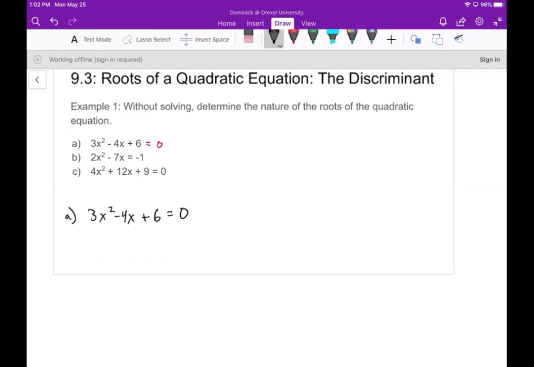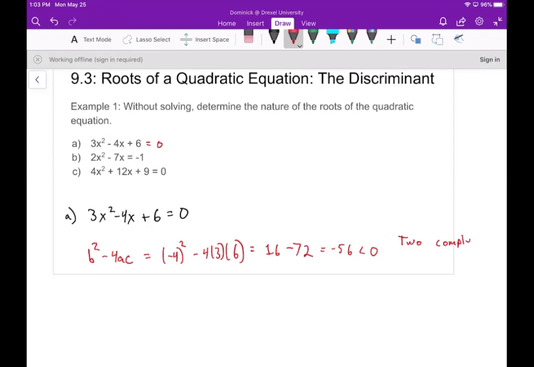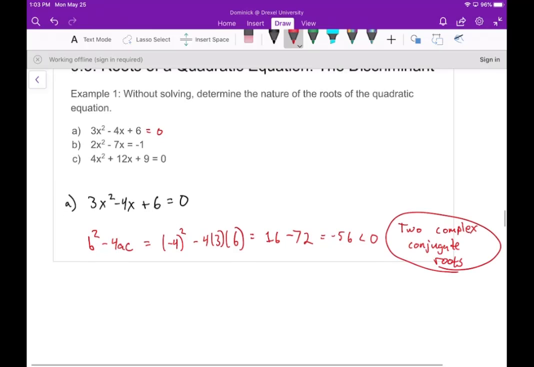If we just want to figure out what the roots are going to do, we just need to find b squared minus 4ac. In this case, we have negative 4 squared, because that's my b squared, minus 4 times a, which is 3, times c, which is 6. So we're going to get 16, and 4 times 3 would be 12, and then times 6 would be 72. So we're going to get 16 minus 72. If you do 16 minus 72, you get negative 56. But most importantly, it's negative, so this means that we're going to have two complex conjugate roots. And we didn't have to solve it just to figure that out.